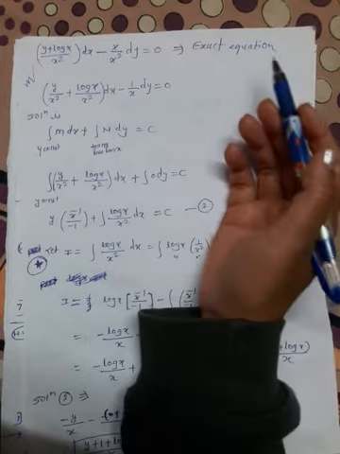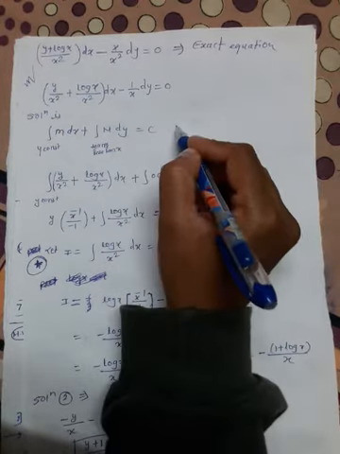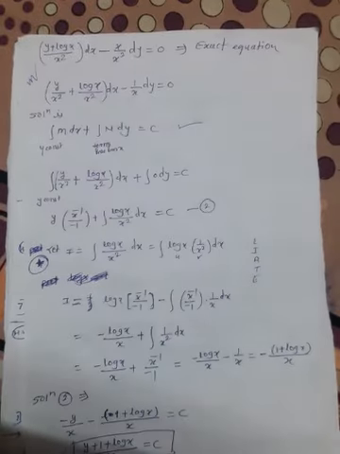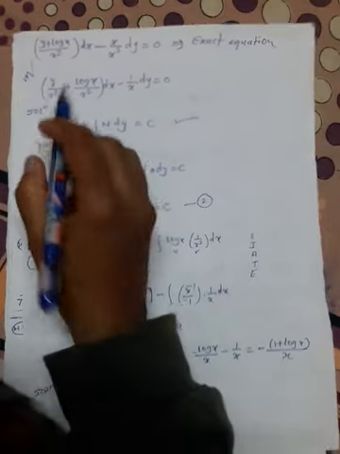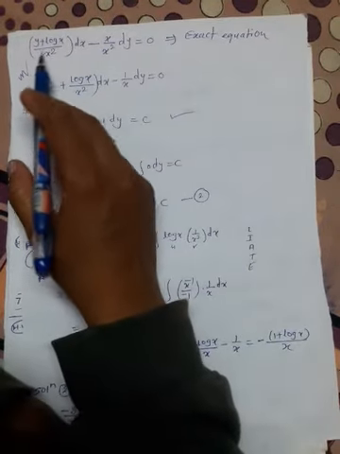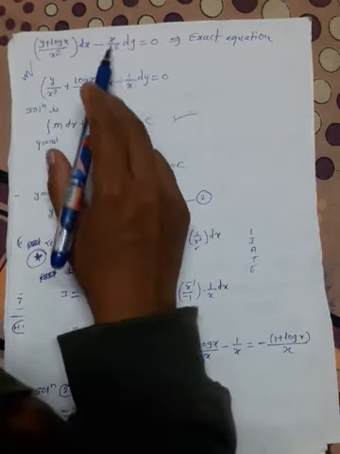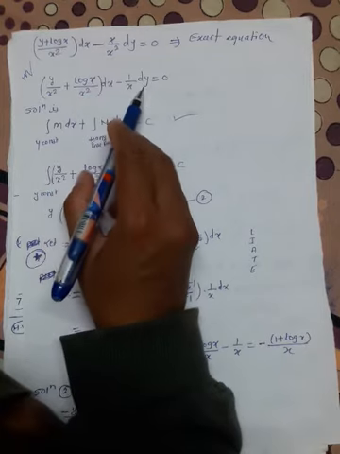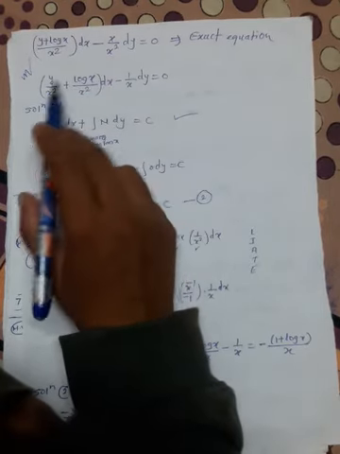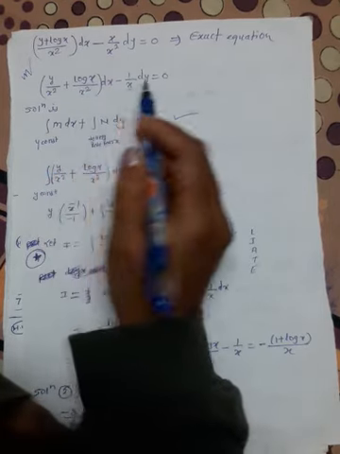And how to solve an exact equation? We know the formula. This one is the formula. Now simplify, separate out these terms: y upon x square plus log x upon x square dx minus 1 upon x dy, where x gets cancelled, is equal to 0. Now these are our new M and N.